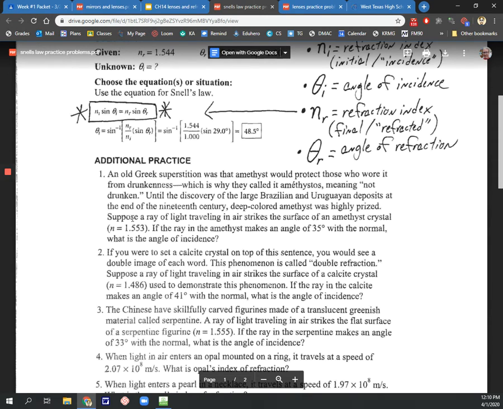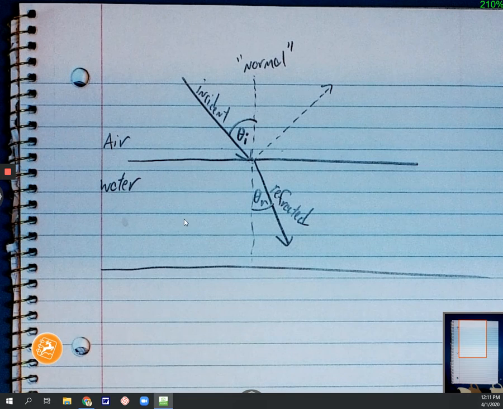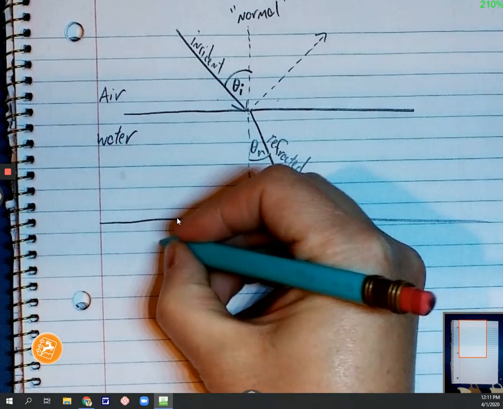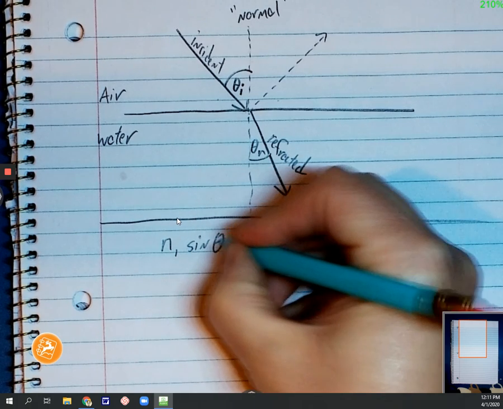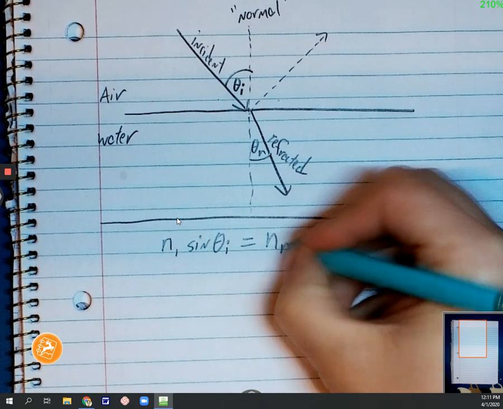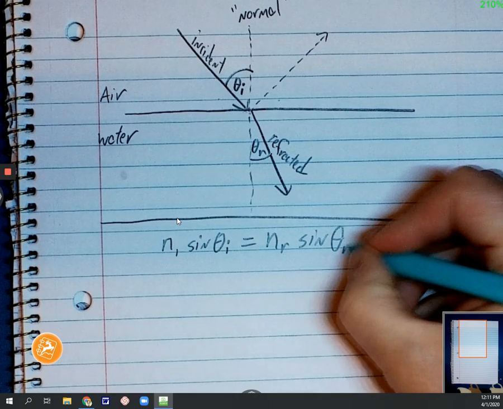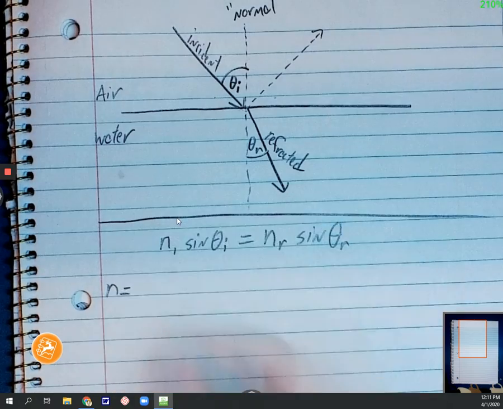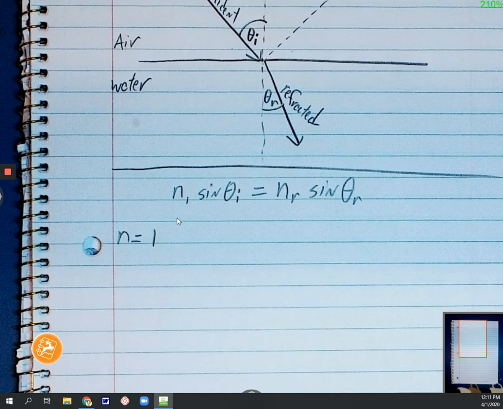Okay, so we start off that it's traveling in air. So what that tells me is that if we're going to say that Ni times sine theta sub I is equal to Nr times sine theta sub R. Since it's traveling in air, we know the index of refraction in air. For our purposes, we can just call it 1 because air is close enough to a vacuum here.